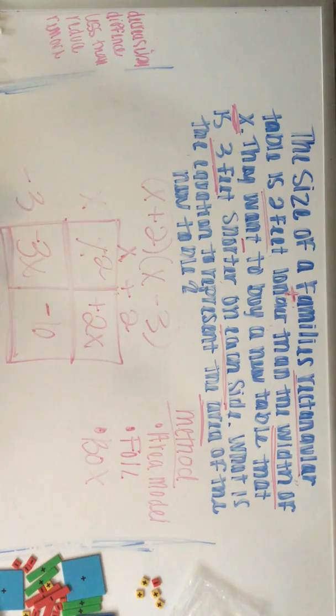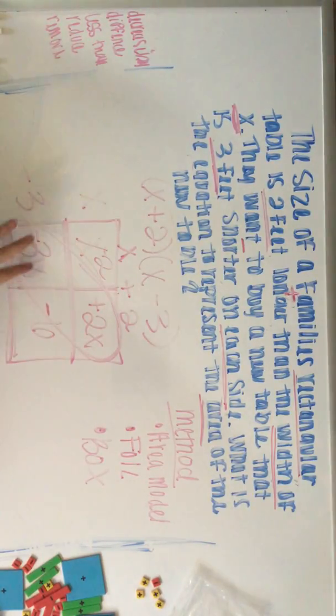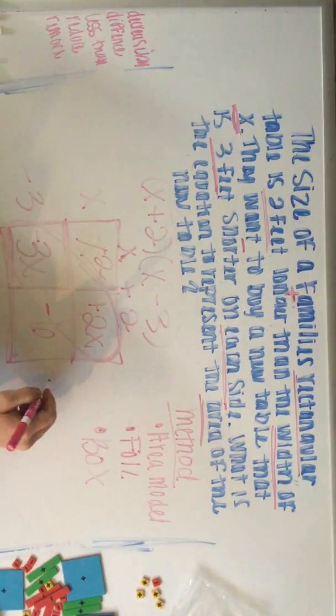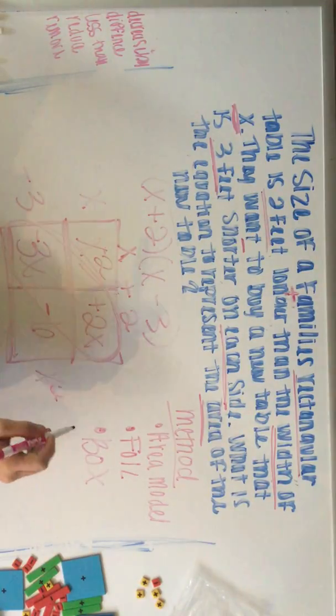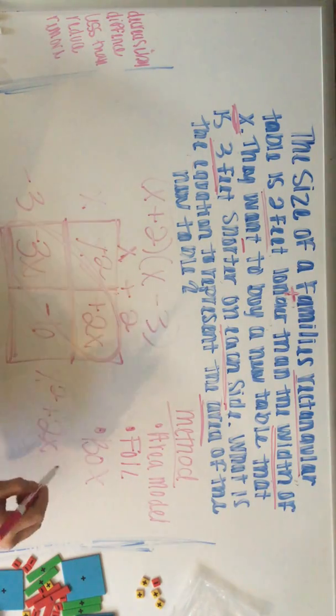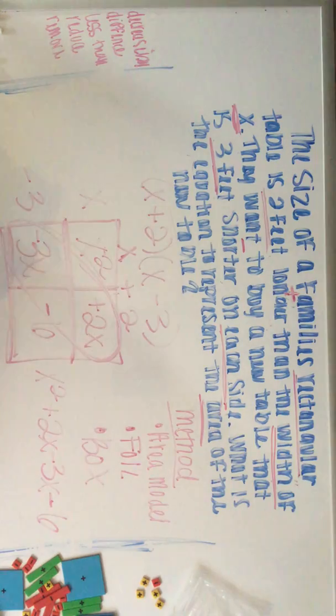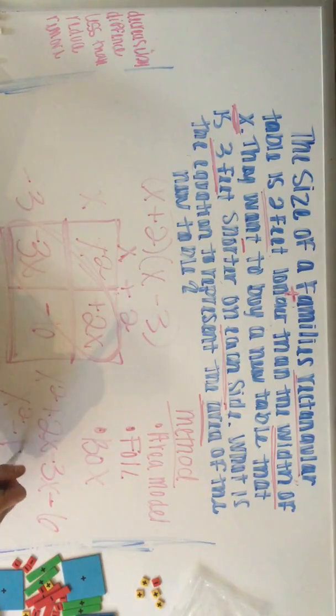So here we can show our combining like terms by circling what we're combining. And we read it left to right, top to bottom. So x squared, and we have plus 2x, minus 3x, plus, minus 6. We combine our like terms like showed. We have x squared minus 1x or x minus 6.